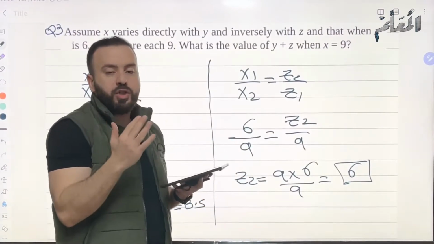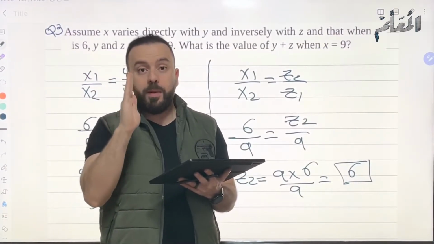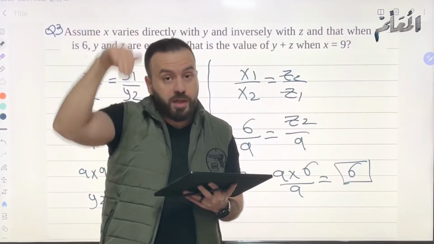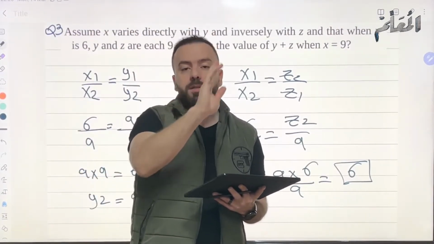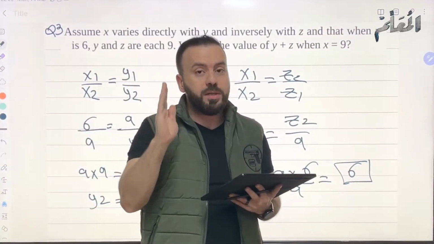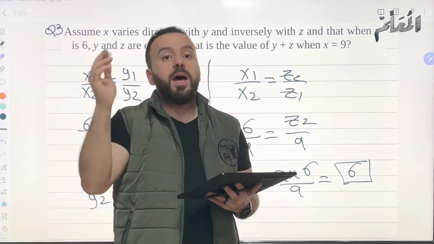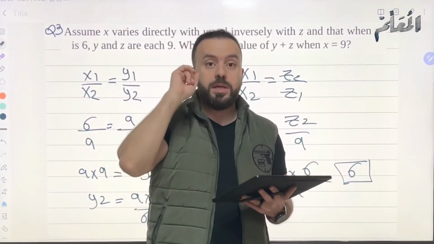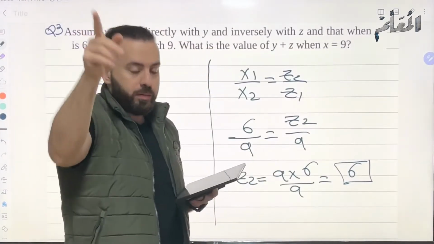In the inverse relationship, when one variable increases, the other variable decreases. And when one variable decreases, the other variable increases. And in the direct variation, when one variable increases, the other variable increases. And when one variable decreases, the other variable decreases. Remember this? Catch you there in question 4.